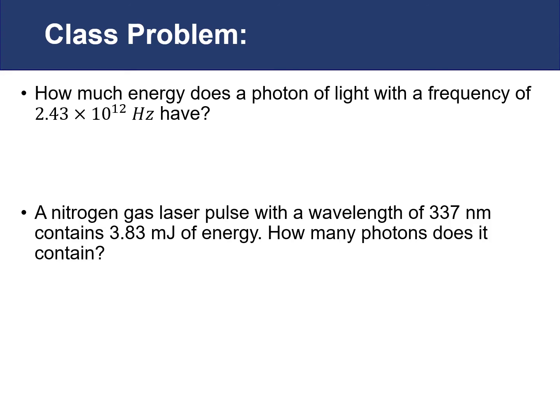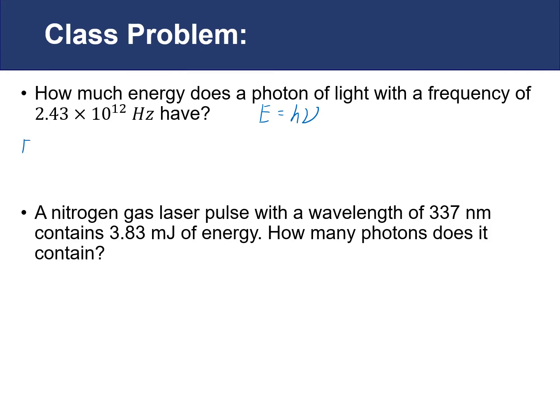So our first problem is how much energy does a photon of light with a frequency of 2.43 times 10 to the 12th power hertz have? Again, remember that hertz is our unit for frequency, which is equivalent to 1/seconds. So we can use our equation. E is equal to Planck's constant times our frequency, and just plug in our values.